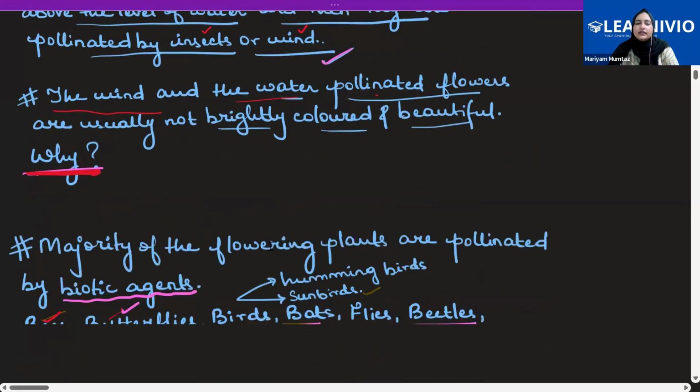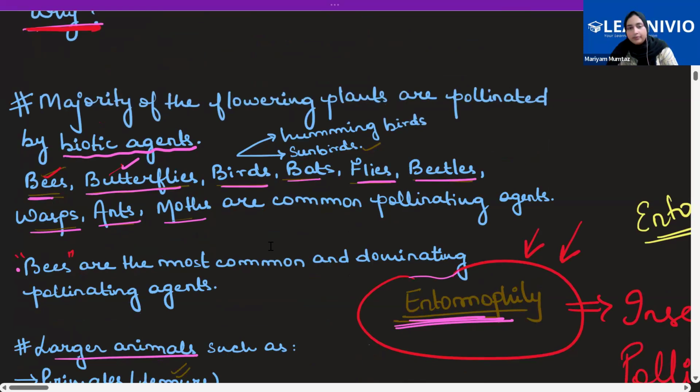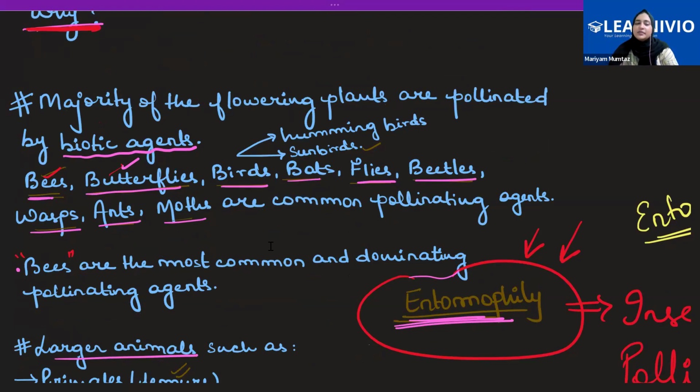Understood? Now, the majority of flowering plants are pollinated by biotic agents. Biotic means living agents such as bees, butterflies, different birds, bats, flies, beetles, moths, ants. These are some of the biotic agents, amongst which honeybees are the most dominating and most common type of pollinating agent. Now see, pollination by wind was anemophily, pollination by water was hydrophily, pollination by insect is called entomophily.